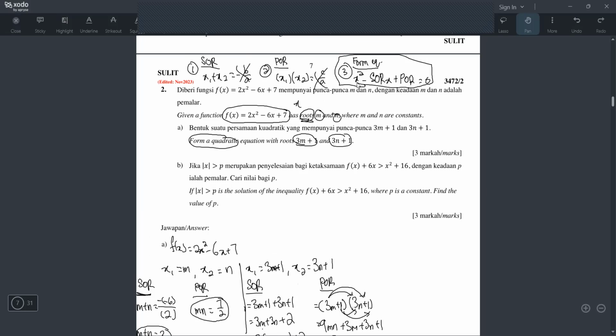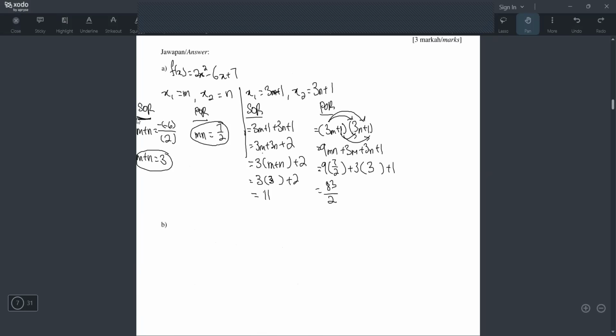What is the formula? X squared minus SOR x plus POR equals 0. So just write it down. X squared minus SOR. SOR is 11, so you have to write 11. And don't forget to write the X. It means when you put in the SOR, you always have to change the sign first. If positive, you write negative. If negative, you write positive at the B. And then don't forget to write X. But the POR, you don't have to change the sign. You just put in 83 over 2 equals 0.